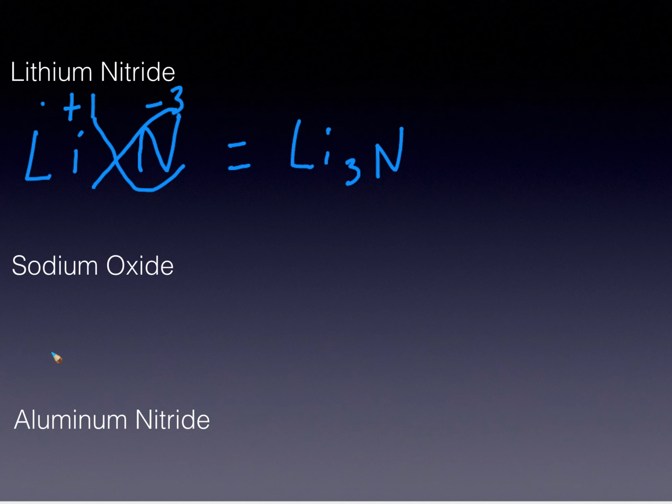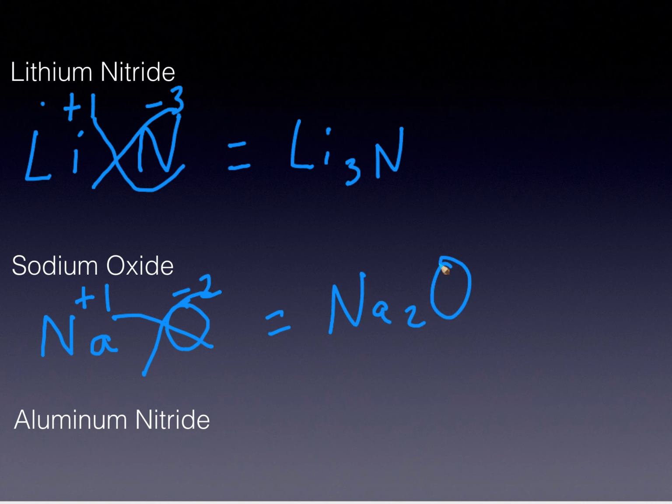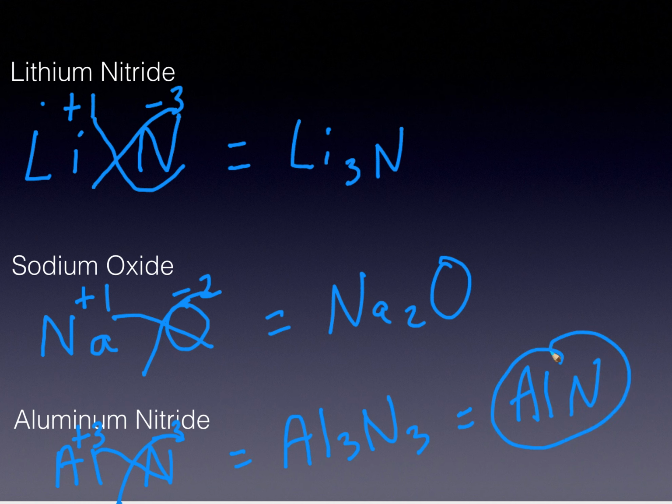Now the next one, sodium oxide. So I'll combine steps here. I have Na for sodium, and sodium's a +1 cation. Oxide, O, -2. Crisscross our charges. We're going to have Na2O. And then the last one here, we'll have aluminum, Al, and that's +3, and nitride, N, -3. So if I crisscross those charges, it'll be Al3N3. But that last step wants me to reduce to lowest terms. So I could divide each of these subscripts by 3 to get to AlN. And that will be my final answer.